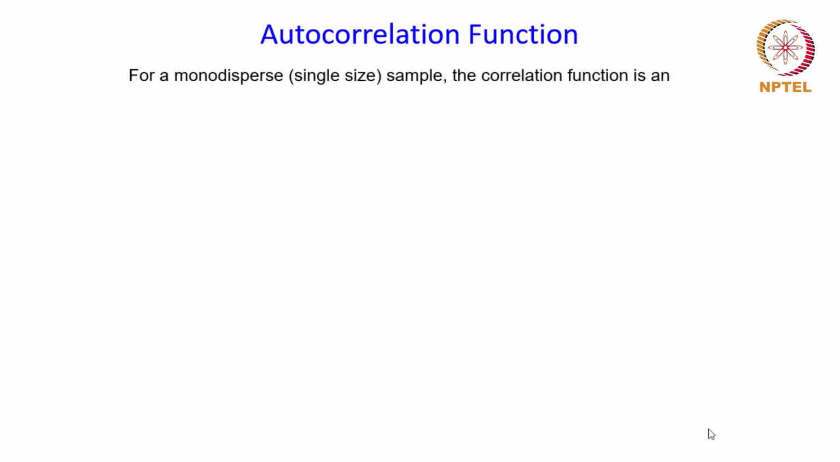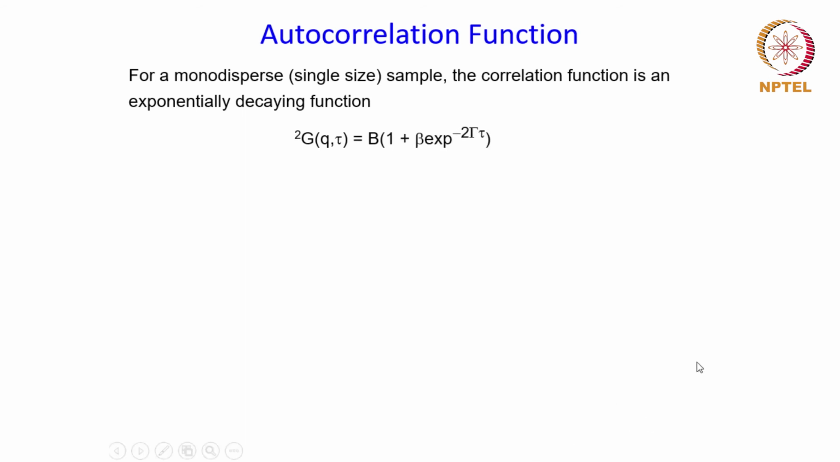Now, if you have a monodispersed sample, that means a sample having a single size, the correlation function will be an exponentially decaying function, which can be given as follows. So now this becomes exponential, as you can see from this exponential term here.